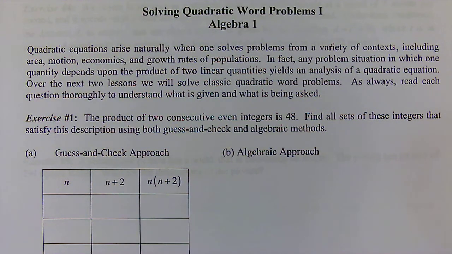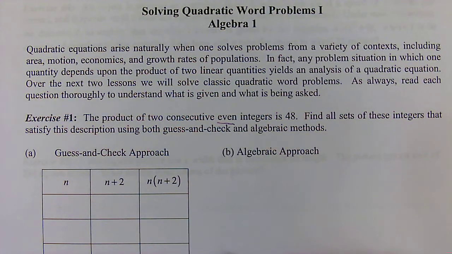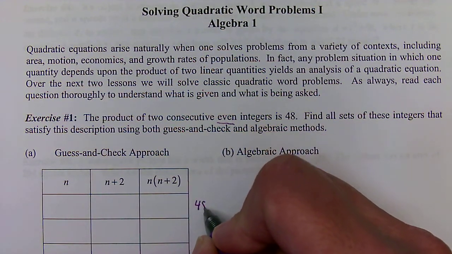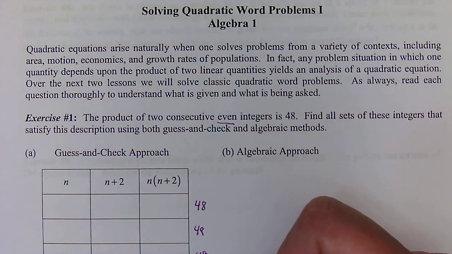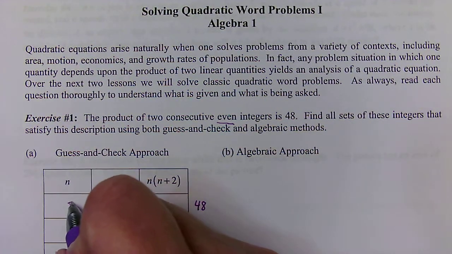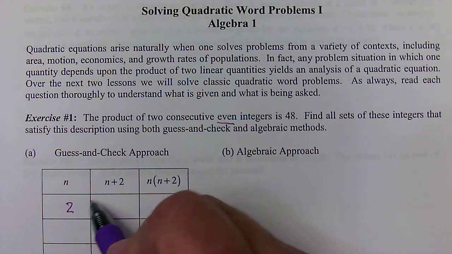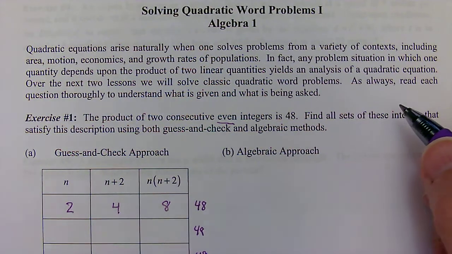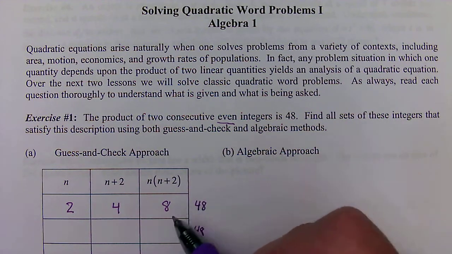So if we want to do the guess and check method, we can pick an even number for n because it did say they have to be even. Well, the product has to be 48. So when we do our multiplication, we see if this answer is going to come out to 48. Let's say I start with 2. It doesn't make sense to start with 0 because 0 times anything is 0. But 2 and 2 plus 2 is 4. 2 times 4 is 8. Well, that's too small, so I need to go bigger. And it seems like I need to go quite a bit bigger, but let's hang on.